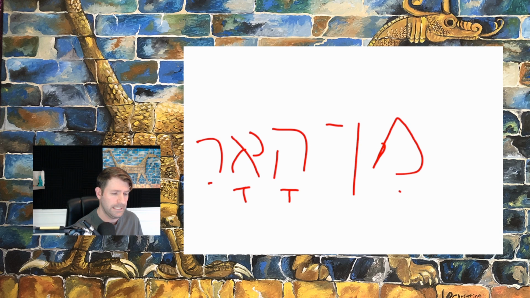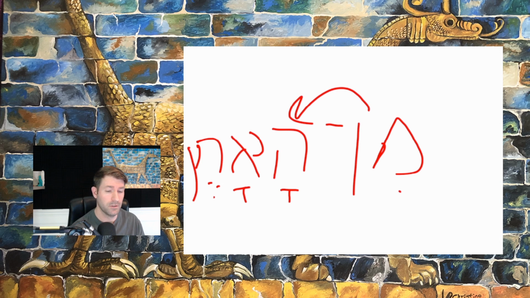It can stand independently before a word. So min haaretz, from the land, from the earth. Or it can be directly attached to a word.